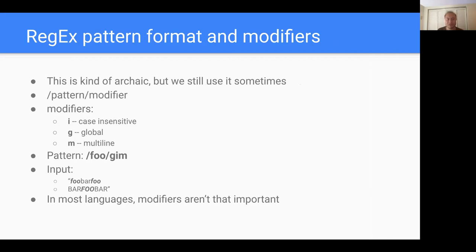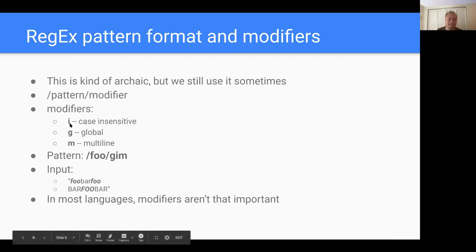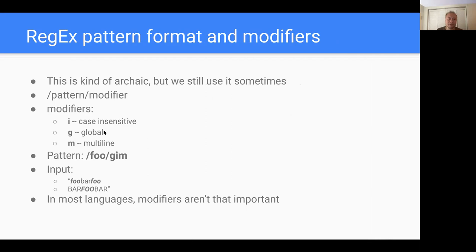Some languages still use the RegEx pattern format, which is like /pattern/modifier. There are 3 modifiers: case insensitivity, global, or multi-line. You would use this in sed, but also in JavaScript when you're making a RegEx pattern. In most languages, we don't even have this format. You can just give the search pattern as a string.